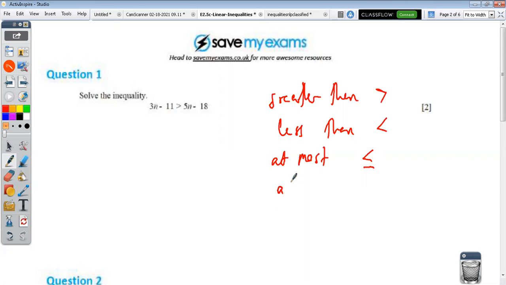Then the word at least means greater than. If I say at least 10, it means 10 or greater. Clear? Simply greater than or equal to. Making sense? Question? No question so far.